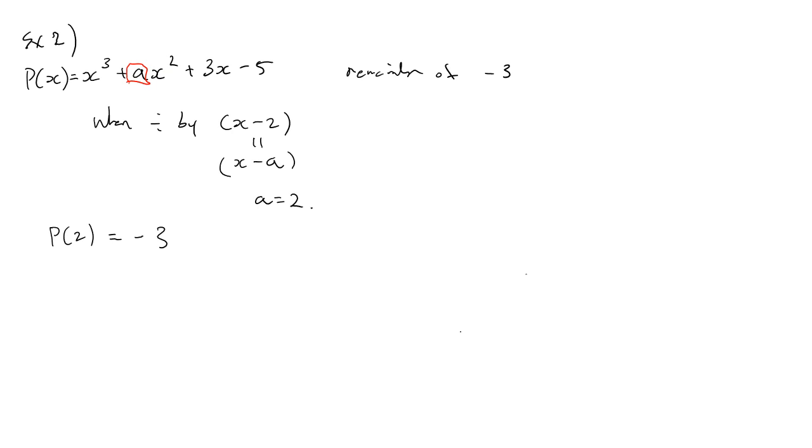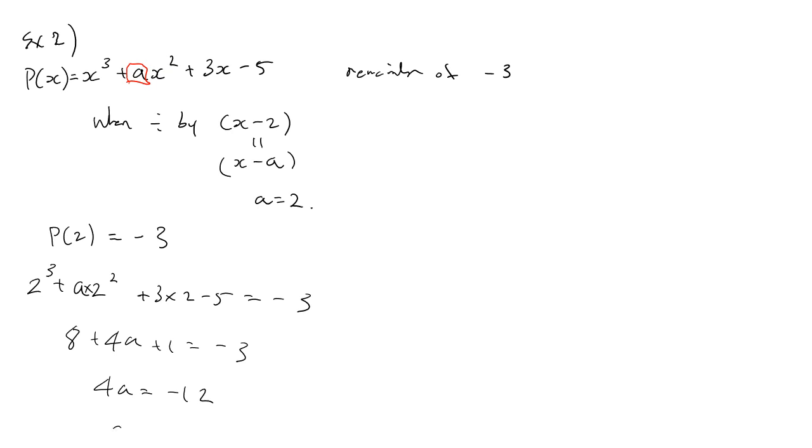So now we just substitute x equals 2. So 2 cubed plus a times 2 squared, plus 3 times 2 minus 5 equals negative 3. 8 plus 4a plus 1 equals negative 3. 4a is equal to negative 12, and a is equal to negative 3.